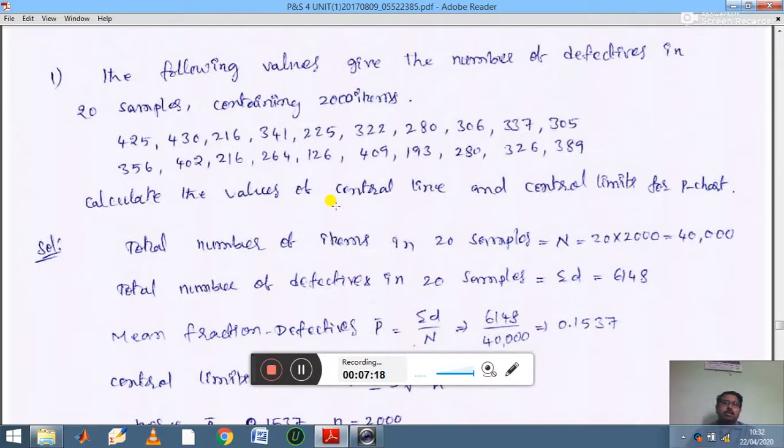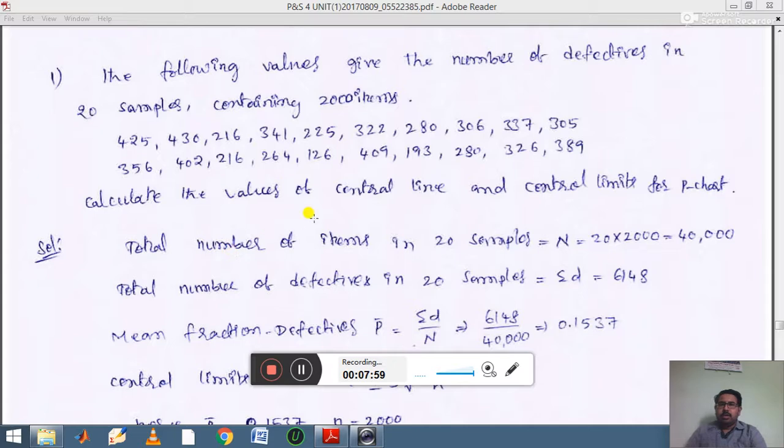Okay, control chart for fractional defective. So first example, the following values are given, which give the number of defectives in 20 samples containing 2000 items each. So they are given here some of the samples, total there are 20 samples, containing 2000 items. Calculate the values of control line and control limits for P chart.